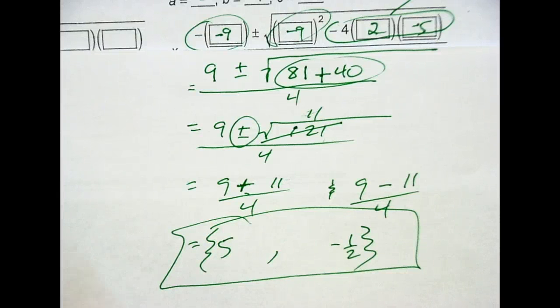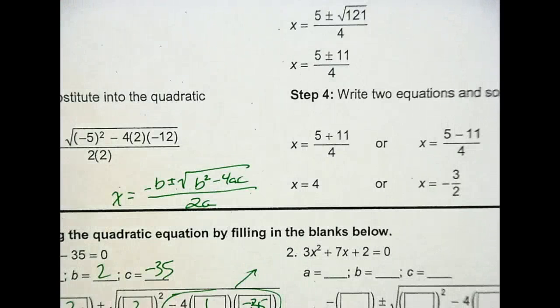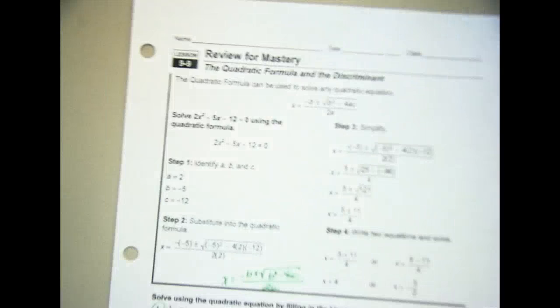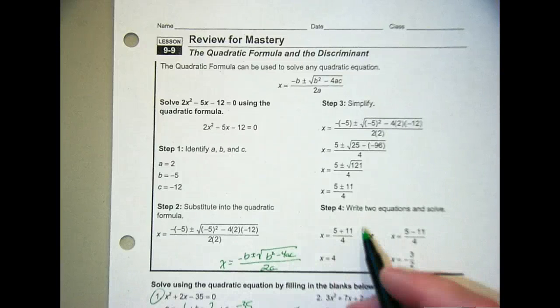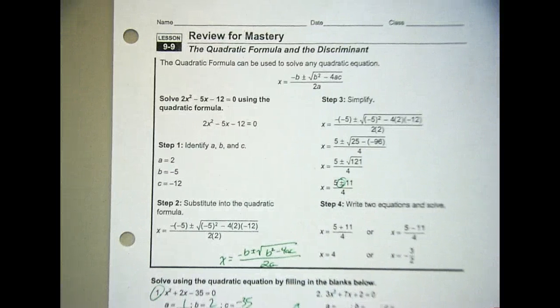Quadratic formula works for any of them. Any quadratic you want to solve for. Okay, so if you ever forget, that's what you could use. So note your steps up here. Step 1, identify A, B, C. Step 2, substitute. Step 3, simplify, and then step 4, write your two equations and solve. Okay, notice when they write the two equations, that's where they break up that plus minus. So it's a nice little note page here. All right, any questions before we go on? Okay.